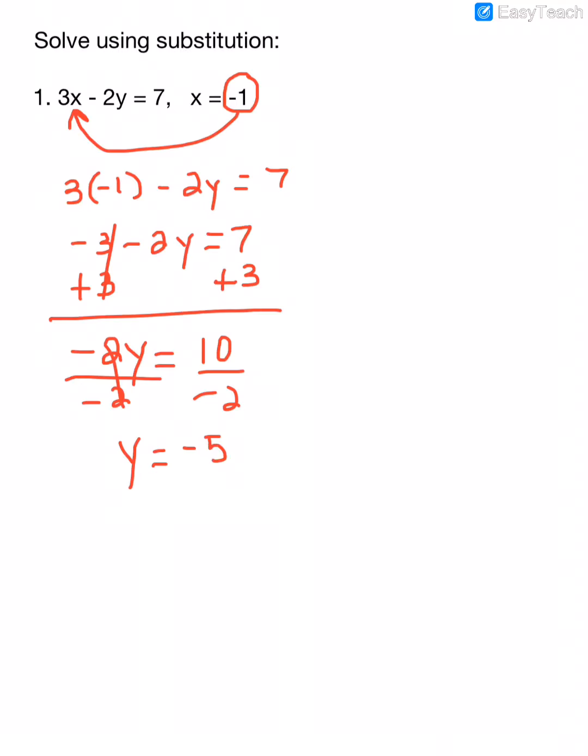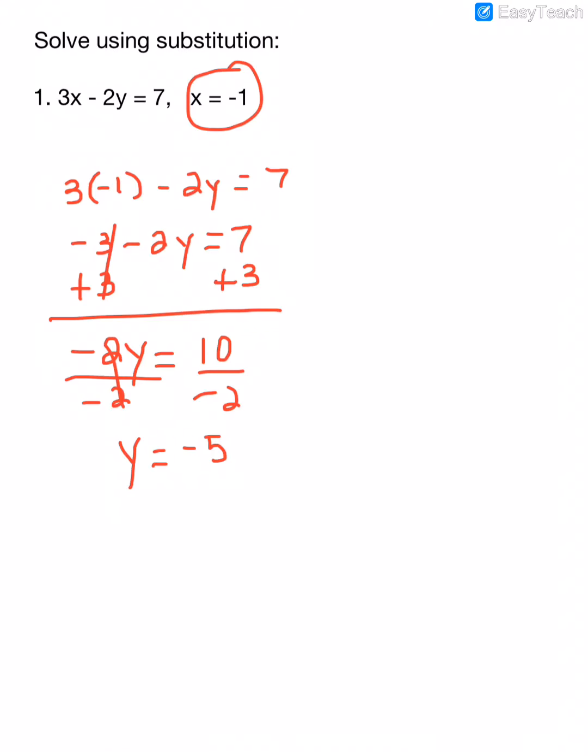Okay, so if I were solving a system where both equations had an x and a y in it, I wouldn't be done. I would have to take -5 and plug it in to get x. But in this system, we already had x by itself. We already knew what x was. If we look back at the original equations, x is -1. So we have x and we have y.